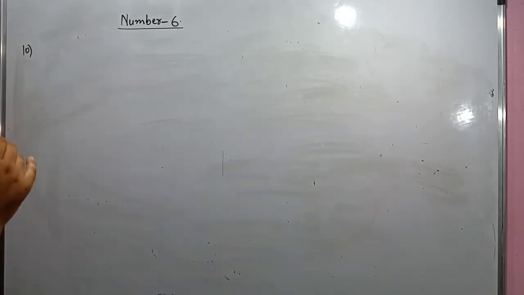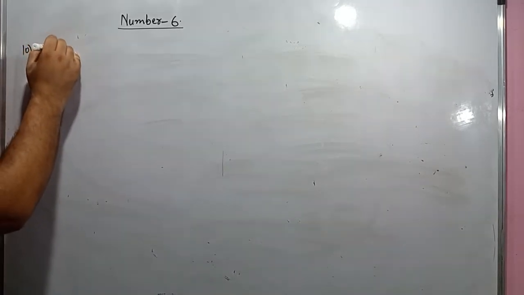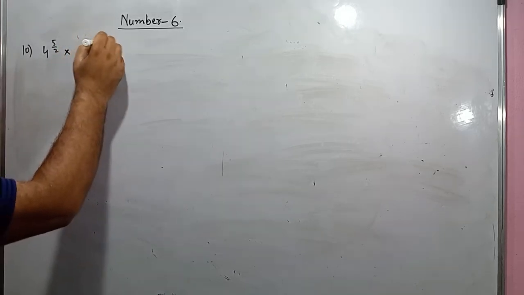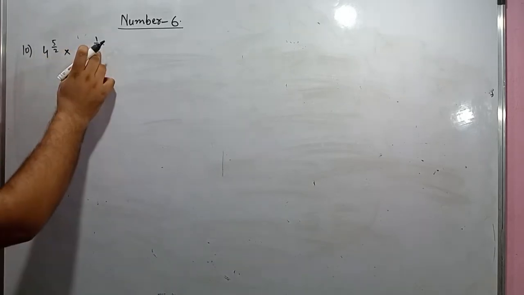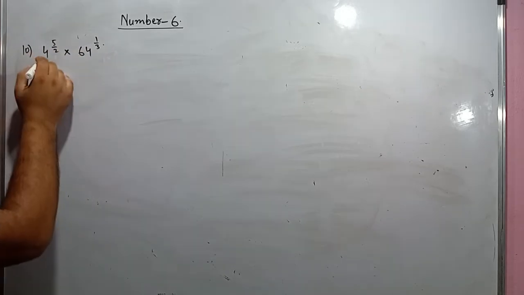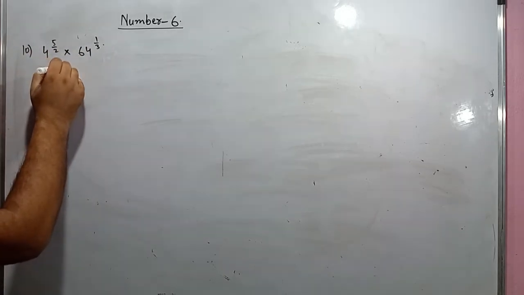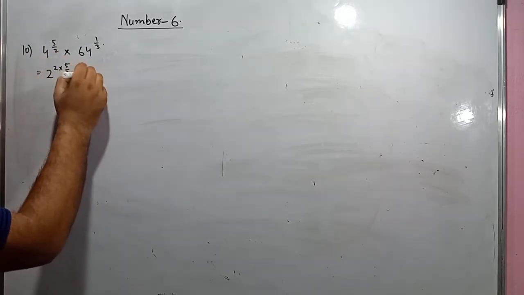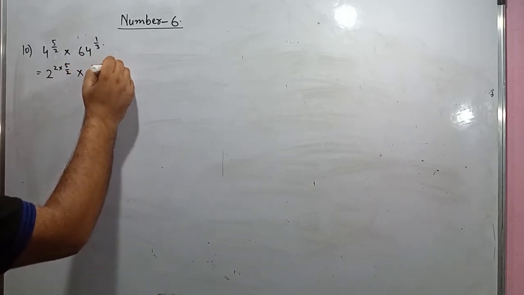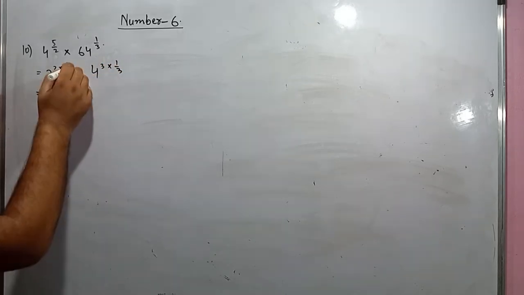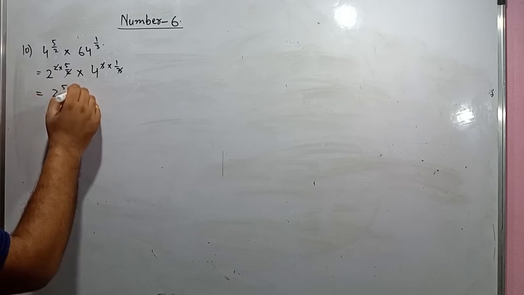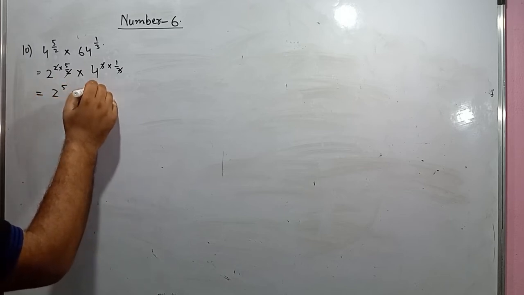You can see it is 4 to the power 5 by 2 into 64 to the power 1 by 3. Now you can see here, there it is 3 and here it's 2. First I will try to eliminate this 2 and 3. Here 4 I can write 2 to the power 2 into 5 by 2 into 64. I can write 4 cube into 1 by 3. Then you can see here 2 2 is cancelled and 3 3 cancel. It's 2 to the power 5 into 4 to the power 1.